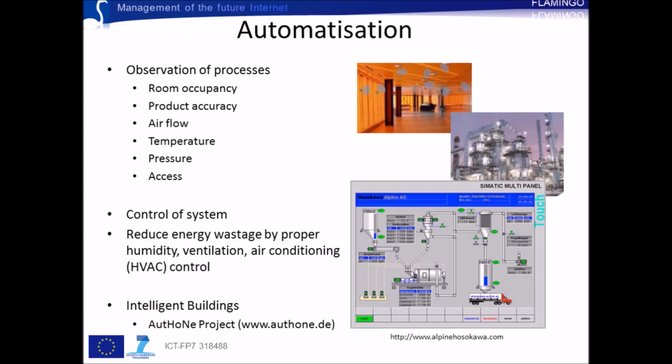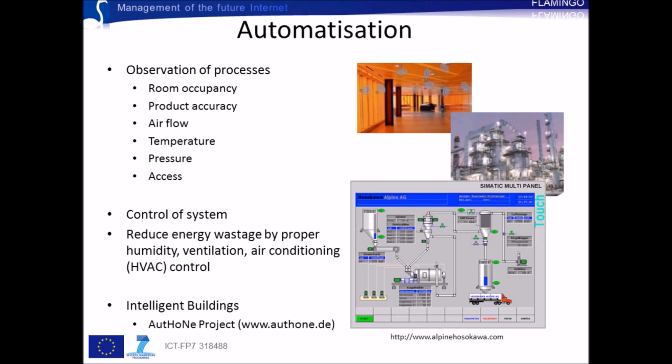The last example is the automatization. Here we already got an example with the elderly living, so having automatization systems in your home. But automatization can be also applied in industry, looking at office spaces or production. The idea is to observe the process, so how is a room used, product accuracy, airflow, temperature, pressure, or access of a room. The main idea is that automation is co-located with the control of a system.